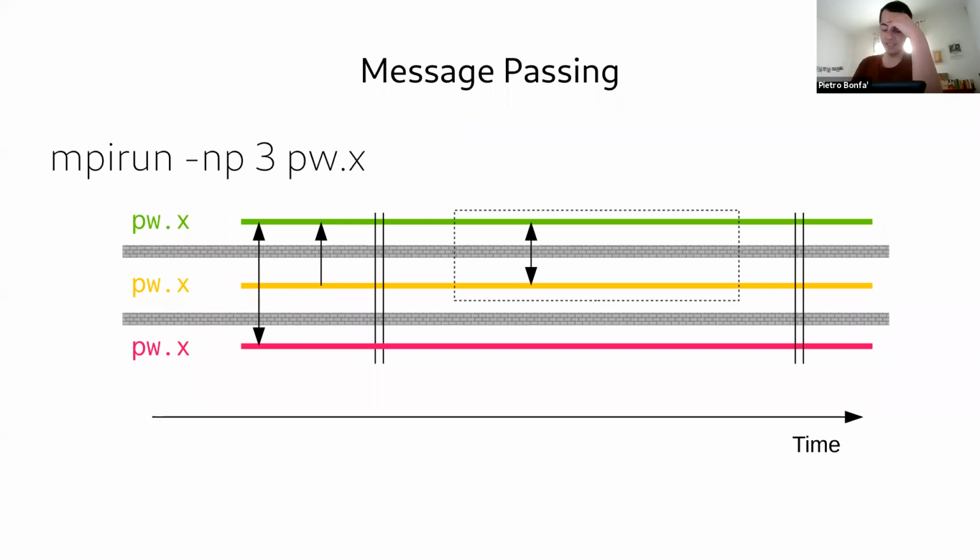What is message passing? You probably have seen this command before, MPI run. MPI run, in the example that I'm showing here, starts a program 3 times. So I could have here, instead of PW, whatever other program I want. I could put, for example, hostname. What would happen if I run this command? It would print the host name of the machine I'm working on, 3 times, nothing really.